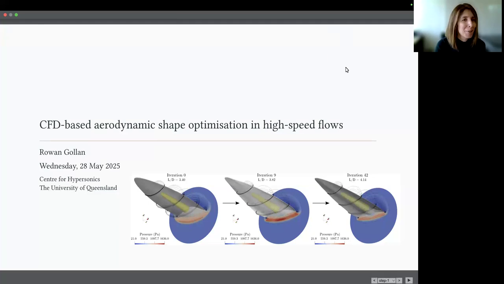Our guest speaker today is Associate Professor Rowan Gollan from the University of Queensland. Rowan's main research interests are in the modeling and simulation of hypersonic flows. He is currently a lead principal developer for the open source gas dynamics toolkit and is known for his work on his flagship solver, Eilmer, which I believe he will be talking more about today.